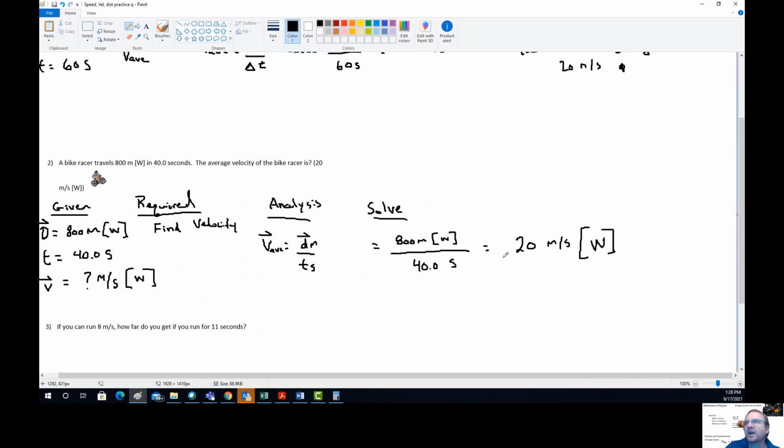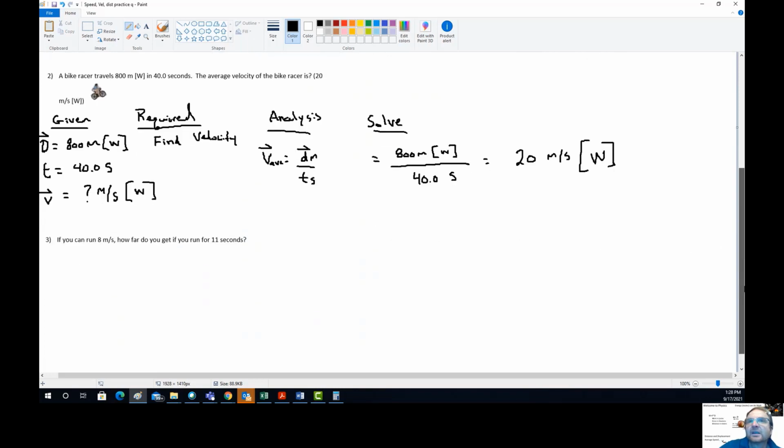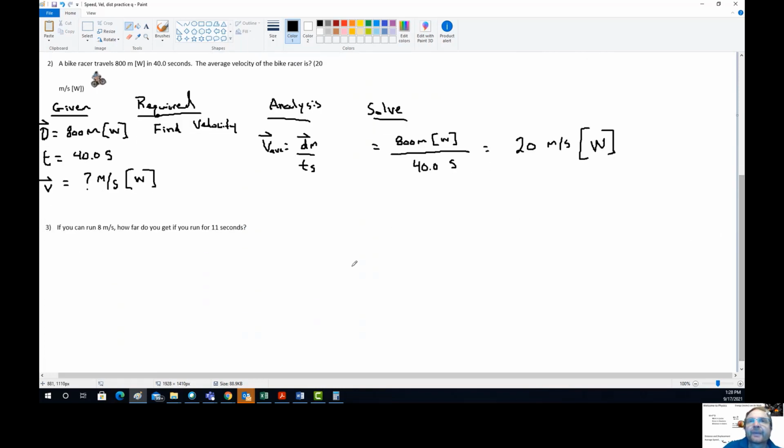You'd add a sentence. In the interest of time, I'll just let you know that we would add a sentence: the bike is going 20 meters per second west. Fast, fast. Last one. If you can run 8 meters a second, how far do you get if you run for 11 seconds?